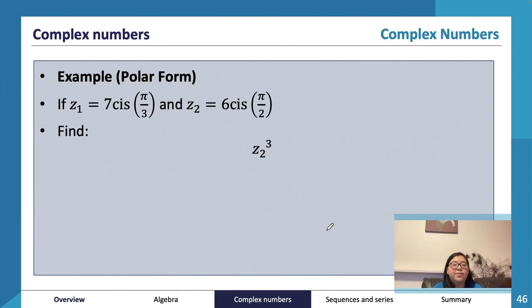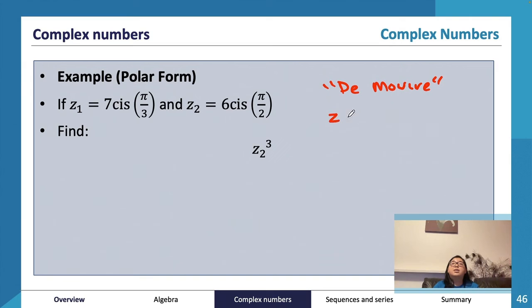Okie dokie. All right, so now let's talk about our Z2 cubed, okay? And this is introducing something called De Moivre's theorem, which is not really a part of the VCE study design, but it's something that you can notice if you want to.